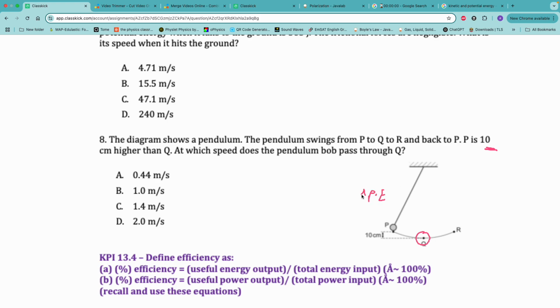energy has to be equal to the change of kinetic energy. In a simple way, we can use just one step: mgh is equal to half mv squared.